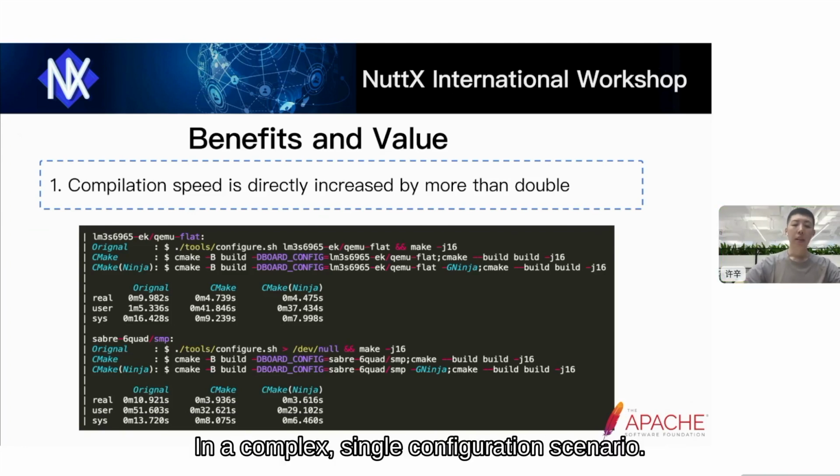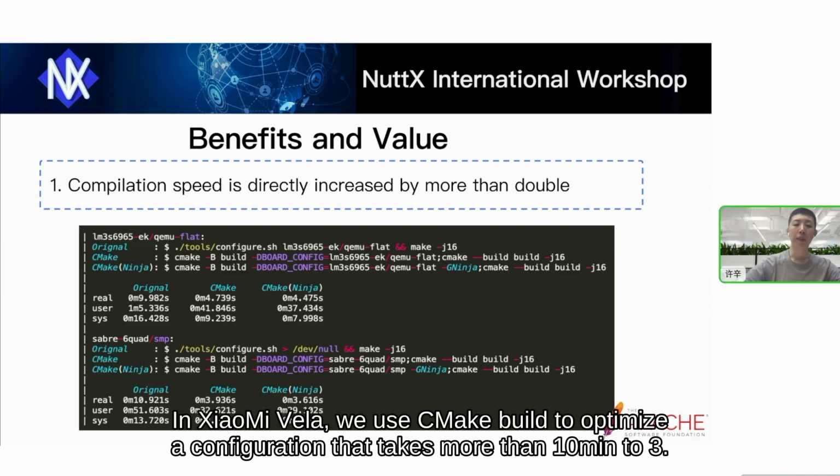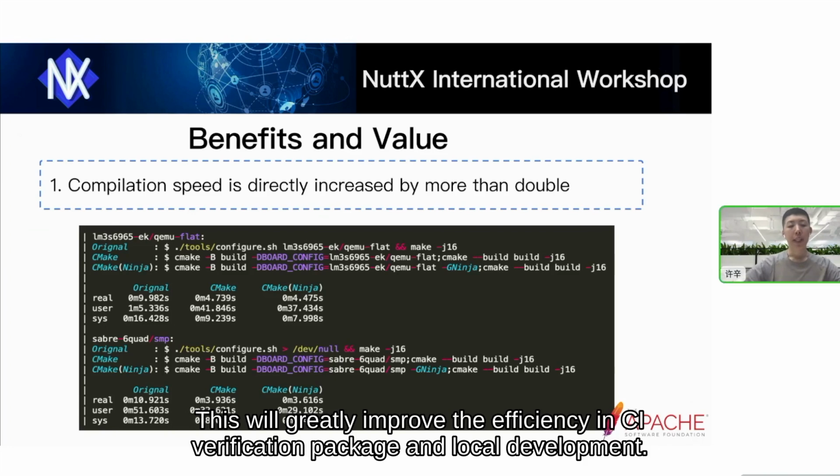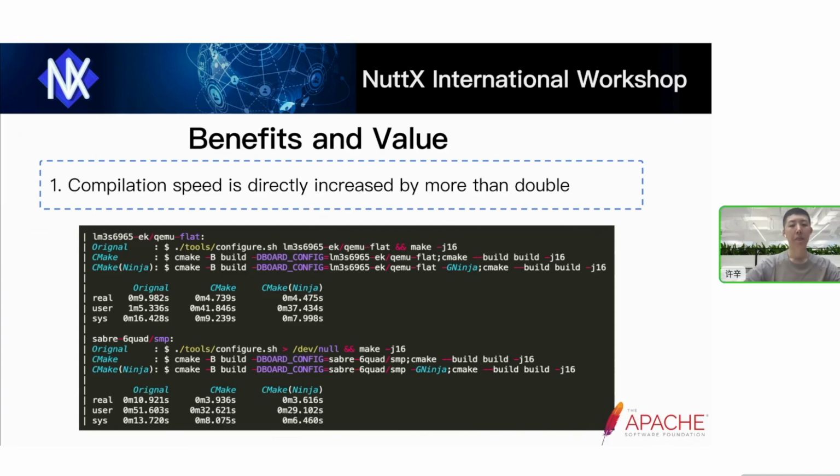In a complex single configuration scenario in Xiaomi Vela, we used the CMake build to optimize a configuration that takes more than 10 minutes to 3. This will greatly improve the efficiency in CI verification, packaging, and local development.